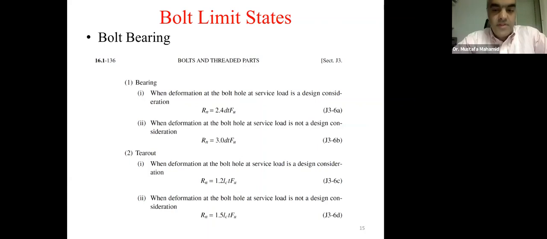And the same thing for the tear out. So the 1.2 equation depends on when the deformation is a design consideration, and then the 1.5 is when it's not a design consideration.